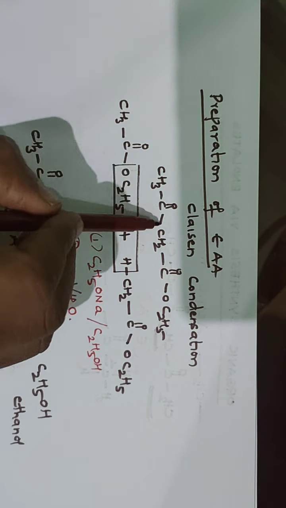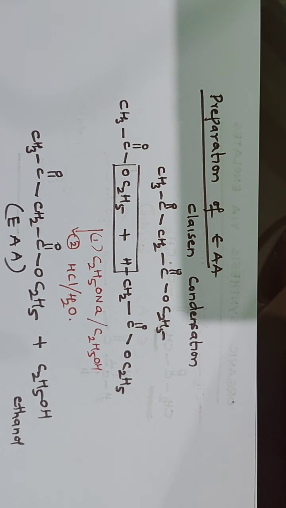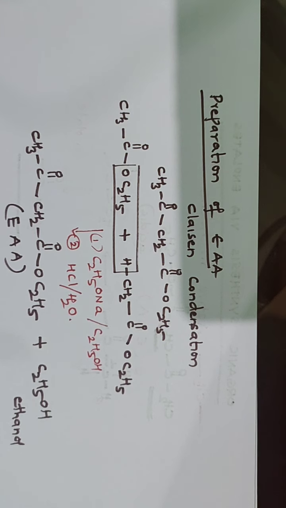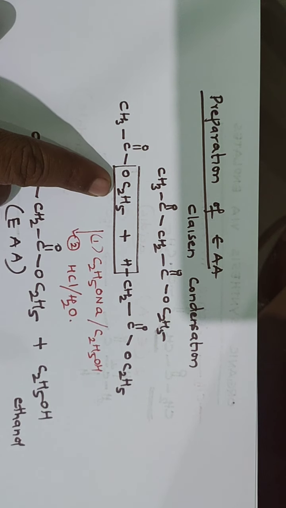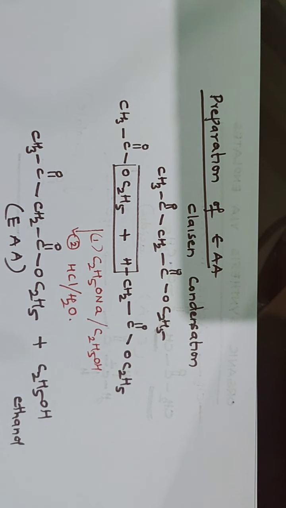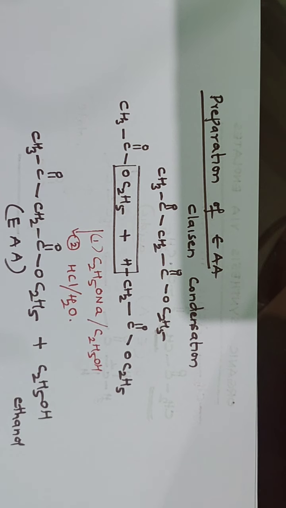So this is a beta ketoester. Generally, beta ketoesters are prepared by Claisen condensation. Claisen condensation involves condensation of esters having alpha hydrogens. Ethyl acetate has an alpha hydrogen, hence the condensation of this will give you ethyl acetoacetate. So let us discuss the mechanism of this Claisen ester condensation. It involves the following steps.